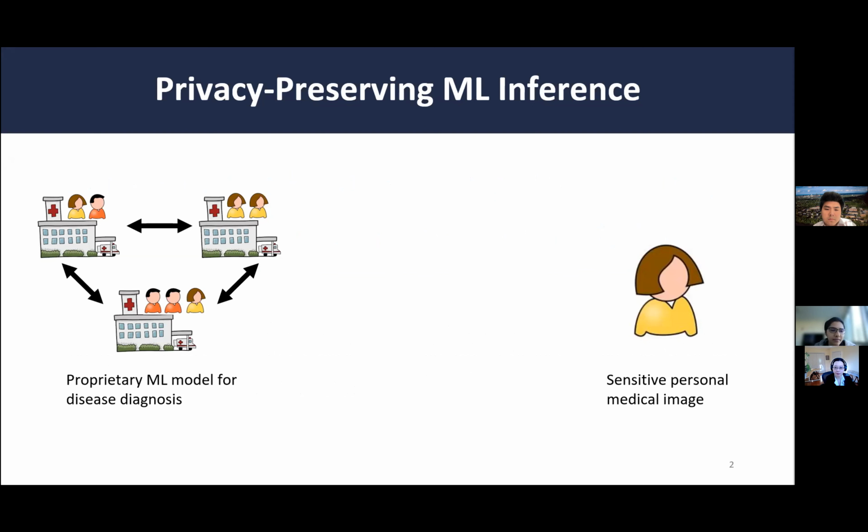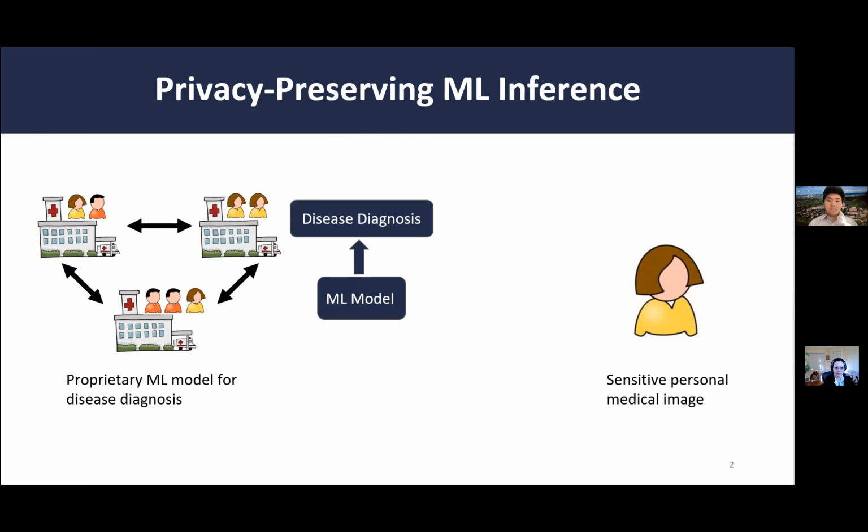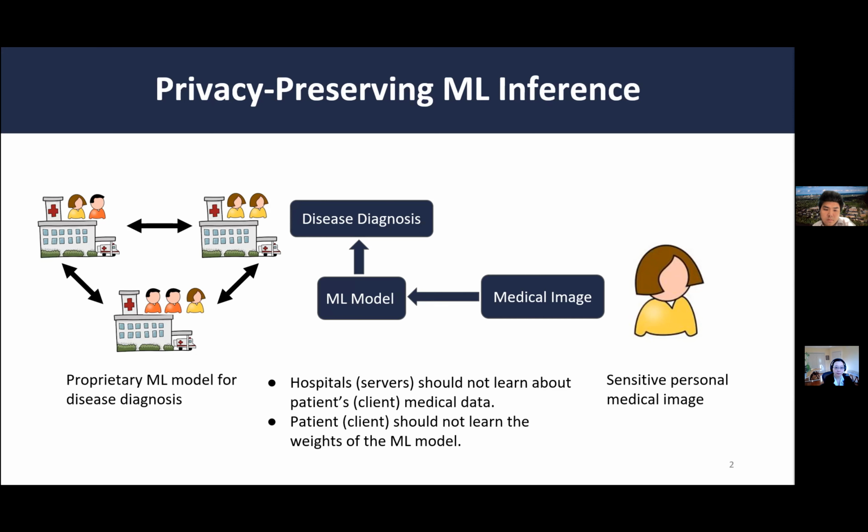Privacy is really critical for machine learning applications, especially in high-stakes domains. For example, in healthcare, for privacy-preserving inference, multiple hospitals want to train a critical model for disease diagnosis, and there's a patient who holds a sensitive medical image and wants to determine what disease he or she has. The patient can send the medical image to the machine learning model, and the model can output the inference. To make sure this is privacy preserving, we have two requirements. The first is that the hospitals should not learn about the patient's medical data. The second is that the patient should not learn the weights of the machine learning model.